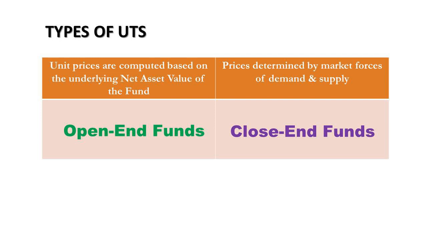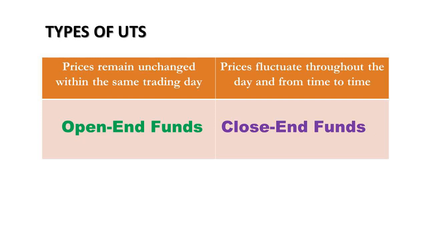Clear? Third difference is, prices remain unchanged with the same rate. Like I mentioned to you, it's only calculated once a day. Whereas this one changes throughout the market open. That is the stock market, closed-end funds. So far, right? The left side is all the open-end, the right-hand side is all the closed-ended.